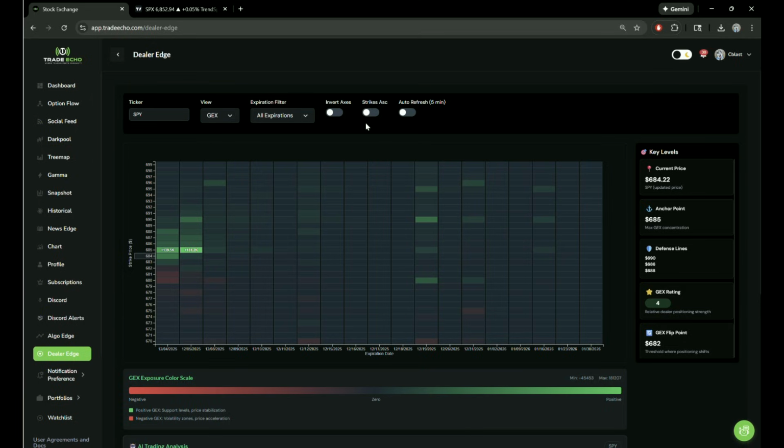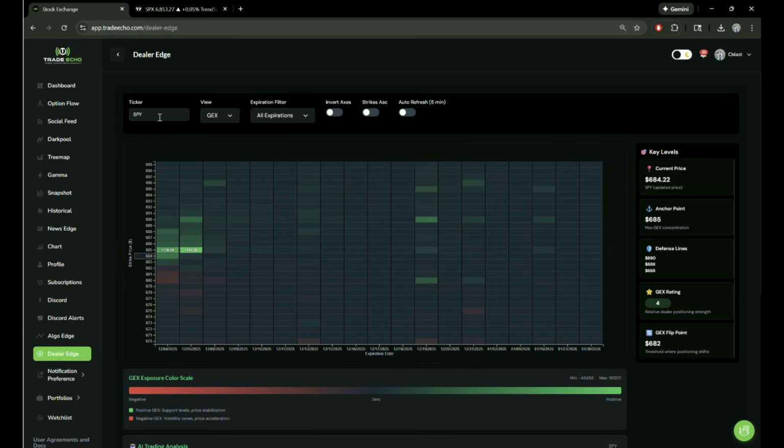Getting started. To access Dealer Edge, select it from your dashboard. You'll see three core areas: the control panel at the top, the interactive GEX Heatmap in the center, and the key levels panel on the right. The module loads with SPY by default.